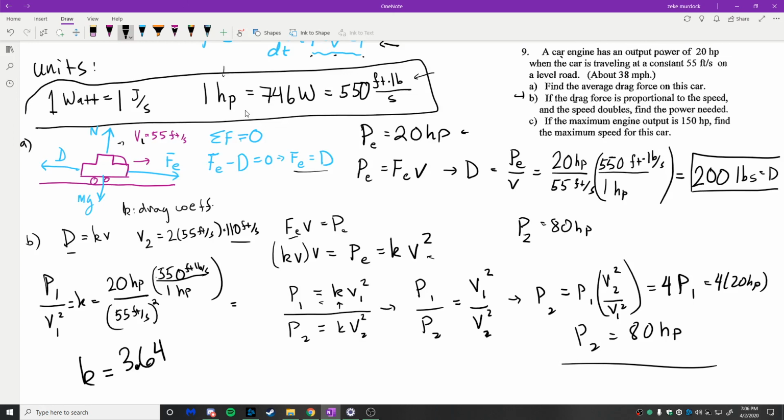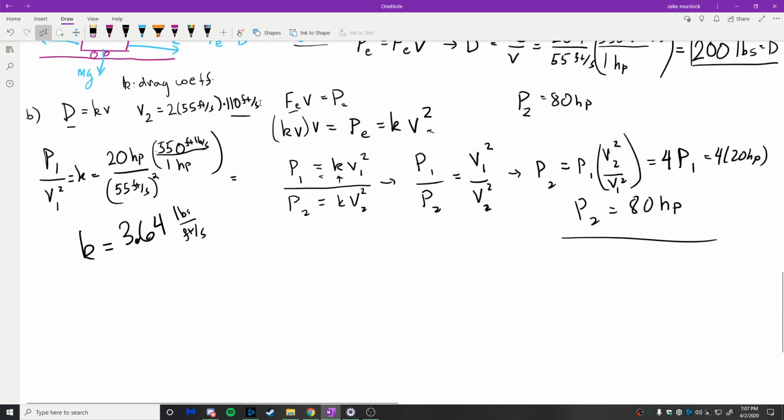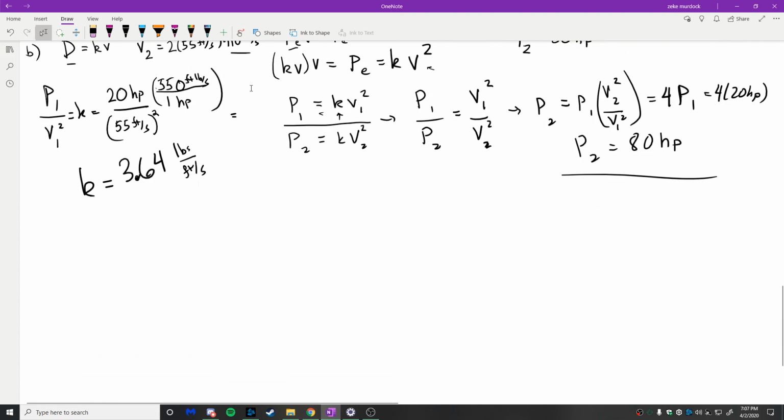What are the units? So there's a foot per second and a foot per second. I think it's pounds divided by feet per second or something like that, because one of the feet per second cancels. You have a feet per second in the denominator, the HPs cancel. Yeah, I think this is the unit. Pounds per foot per second. Anyone have any questions?